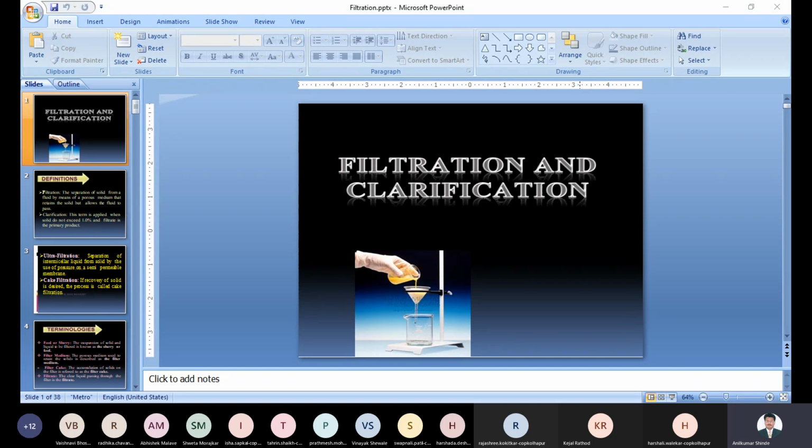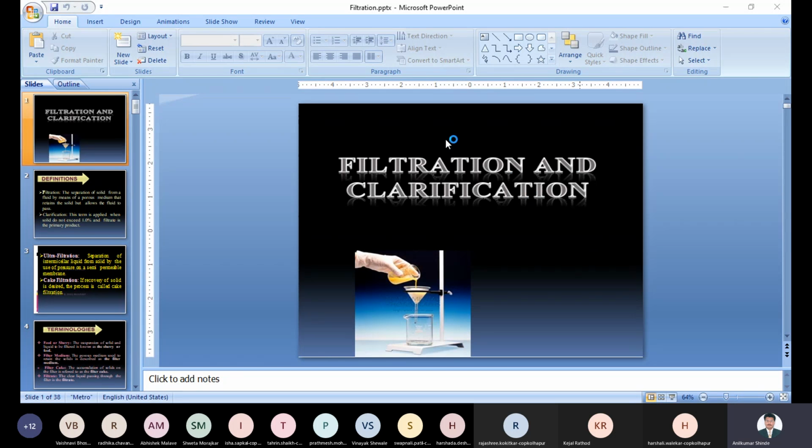So you can use different terminology in filtration. This is called the feed or the slurry. So what is meant by slurry? Slurry is when you add insoluble solid substances into a liquid, and they remain suspended in the liquid only. That solid particle is not dissolved in the liquid and remains for a longer time. So it is an example of a suspension.